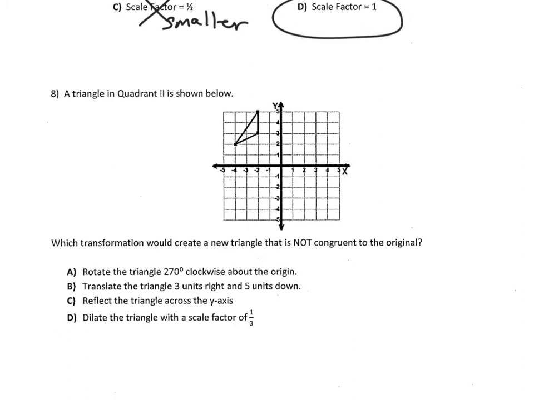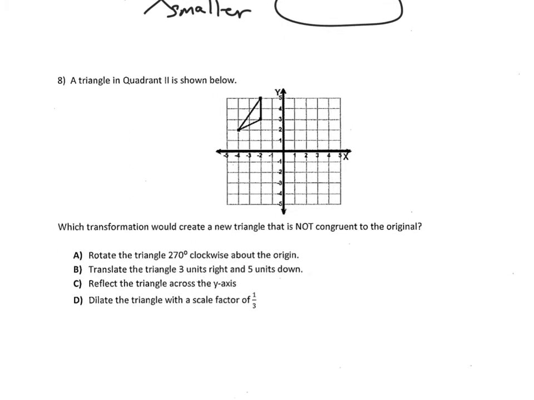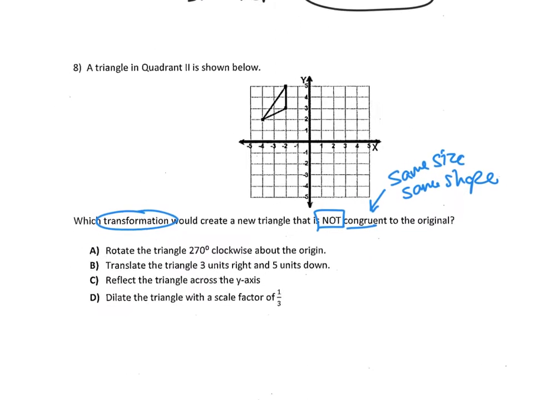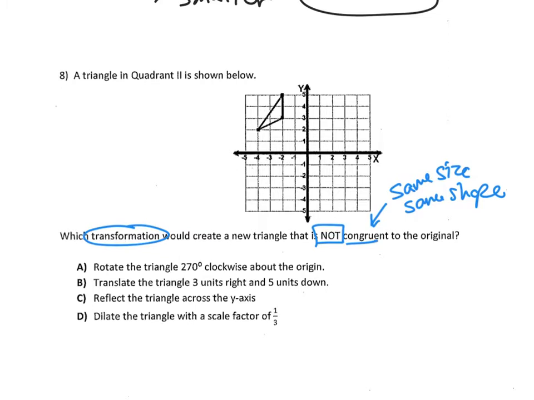Number 8, a triangle in quadrant 2 is shown below. Which transformation would create a new triangle that is not congruent to the original? So not the same size, not the same shape. Good. So A, if we rotate a triangle 270 degrees, all we're doing is turning it. So we'll still have the same size triangle, same shape. It'll just be turned around on the coordinate plane.